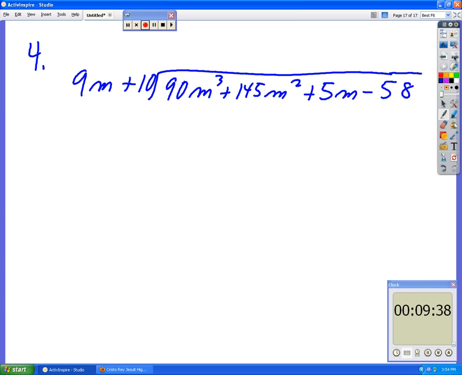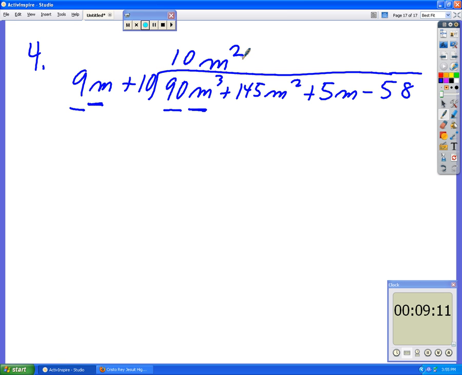I'm going to start with the 9m in the front. And I'm going to divide this 9 into 90. 9 goes into 90 10 times. Then I have 1m out here. Take it out of the m squared, the m cubed. I have m cubed. I take one of them out and put in front. I have 2 left to go on top. And now multiply.